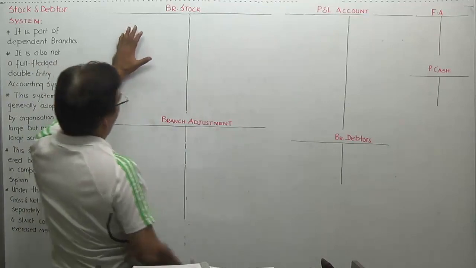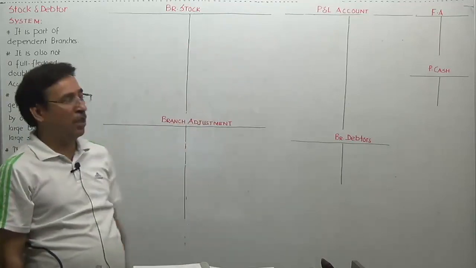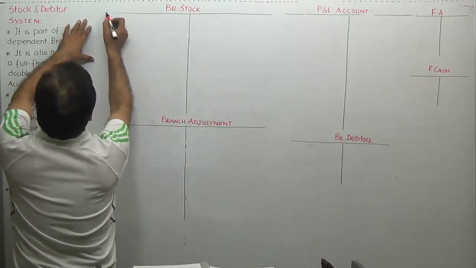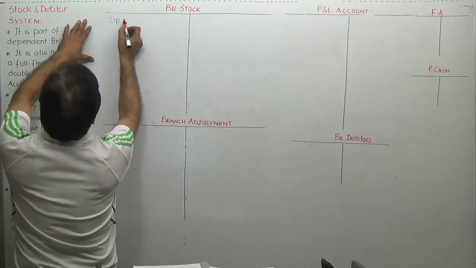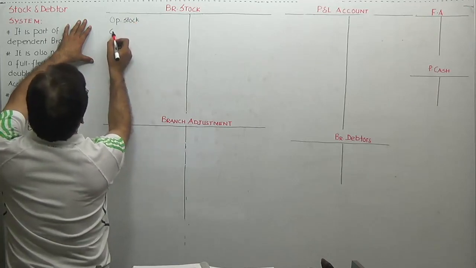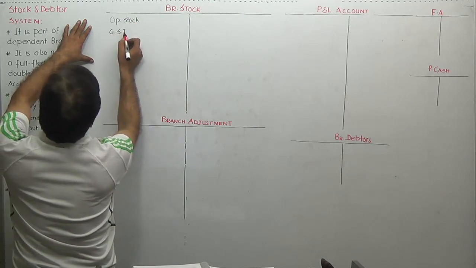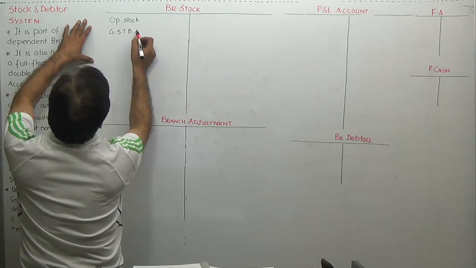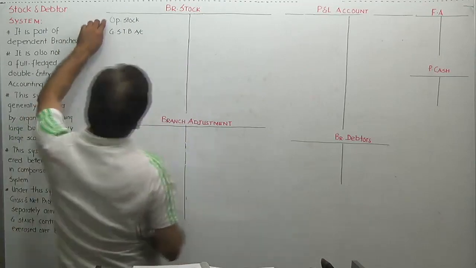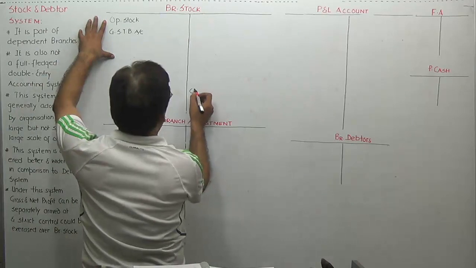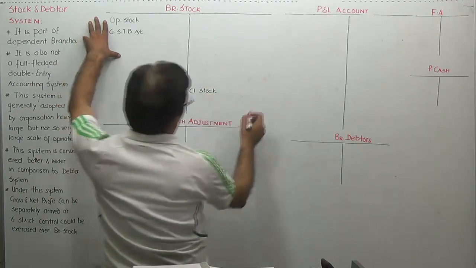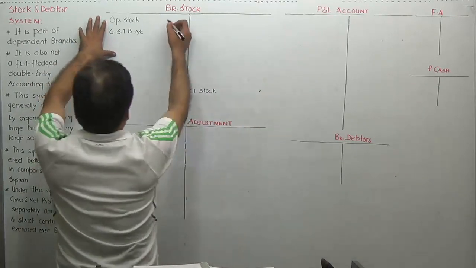As far as branch stock account is concerned, it will encompass only the transactions relating to goods. Correct? For example, in this case, we will write opening stock of goods. Similarly, when head office sends goods, we will write here "To goods sent to branch account." Is it clear to you? If opening stock is written over here, you are going to write closing stock over here without any doubt, isn't it? So whatever closing stock is there, you are going to write it over here.